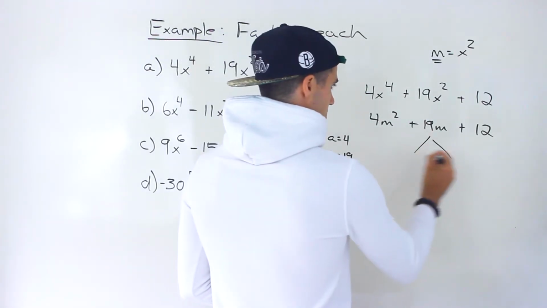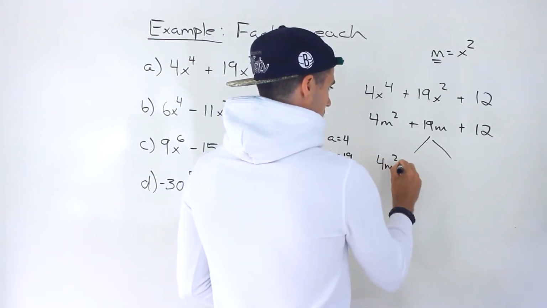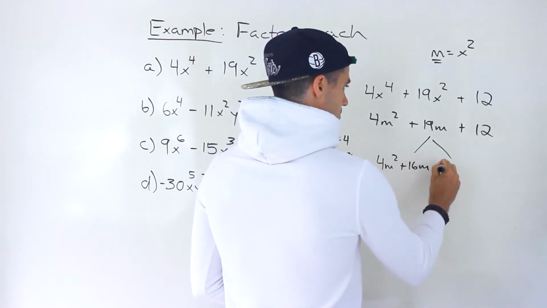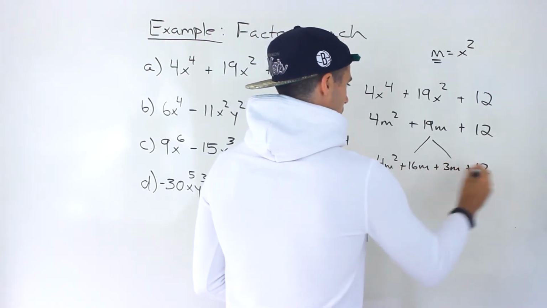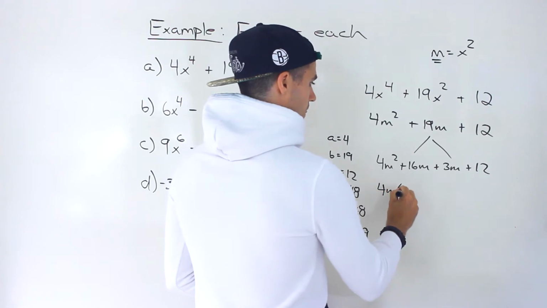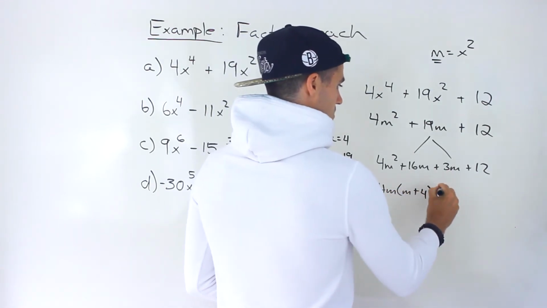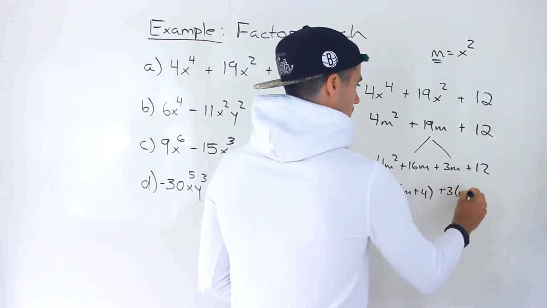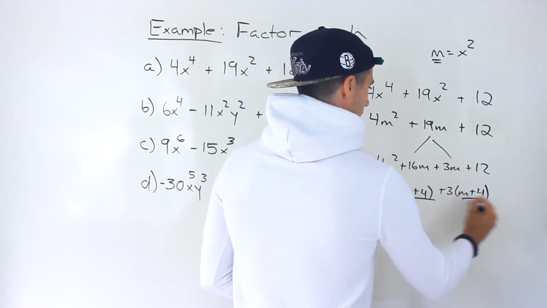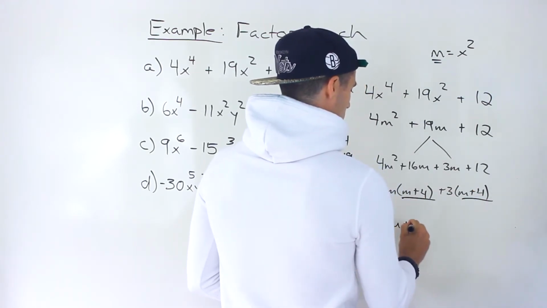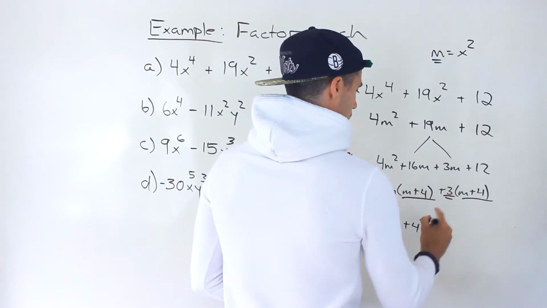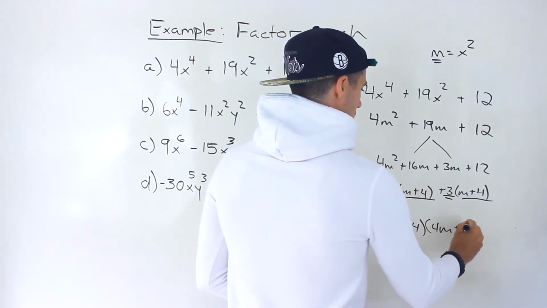And so now we could decompose this into 16m plus 3m plus 12. From these first two, we could take out a 4m, and we're left with m plus 4. And then from these two, we could take out a 3. We're left with m plus 4. And then we could take out the m plus 4, and we're left with 4m plus 3.